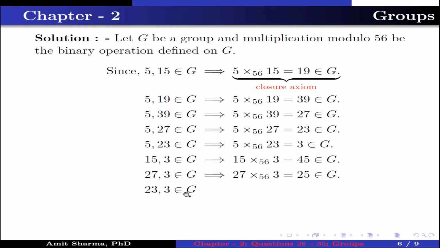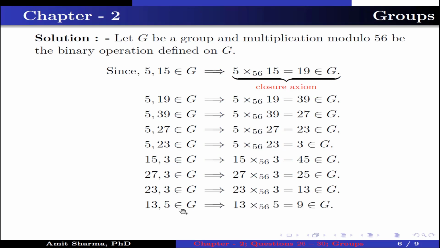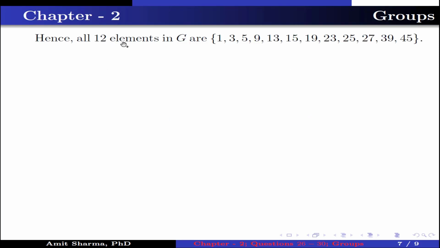23 and 3 belong to G. This implies 23 under multiplication mod 56 3 is 13, which belongs to G. Now take 13 and 5 belong to G. This implies 13 under multiplication mod 56 5 is 9, which belongs to G. Now 25 and 9 belong to G. This implies 25 under multiplication mod 56 9 is 1, which belongs to G. Hence all the 12 elements in G are 1, 3, 5, 9, 13, 15, 19, 23, 25, 27, 39 and 45.